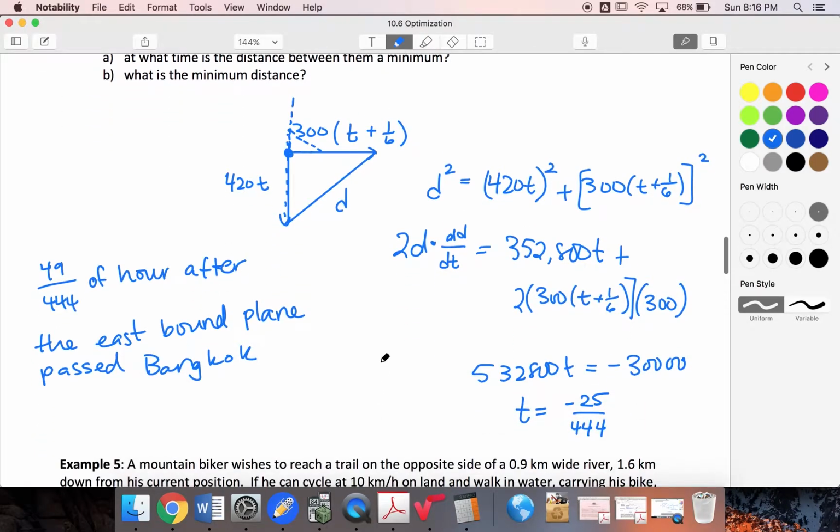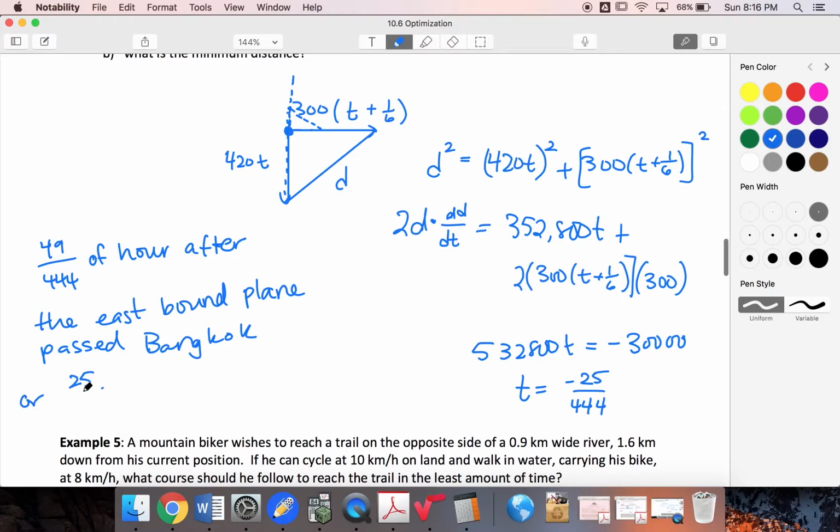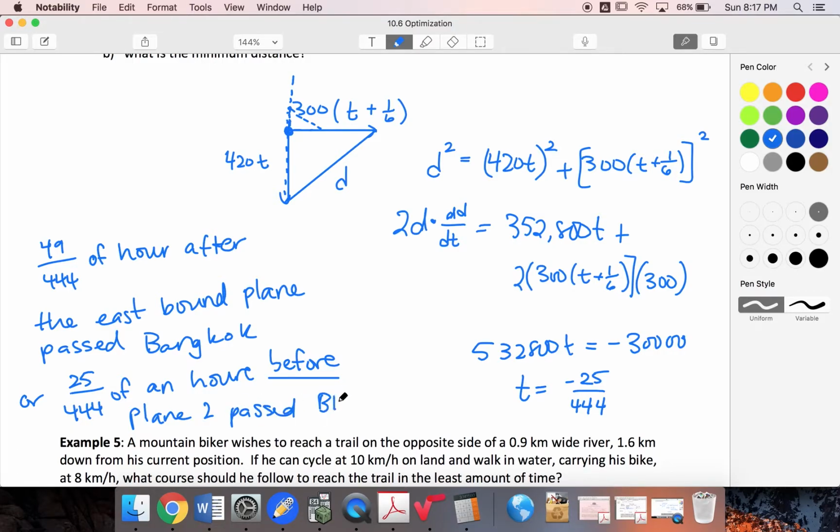Or we could say 25 over 444ths of an hour before. So here's how I'm accounting for my negative. So before plane 2 passed Bangkok. All right. So that's how we can make sense of our negative there. If I had set this up as t and t minus 1/6, I would have ended up with a positive time, but plugging it in here still would have made a negative value. I don't say negative time though. I talk about before or after.